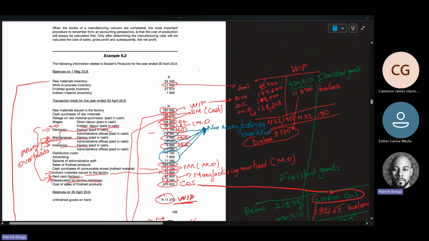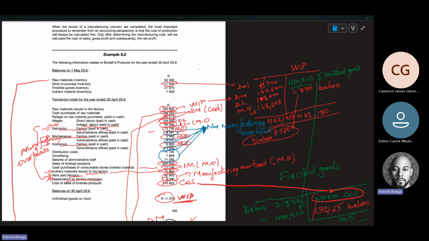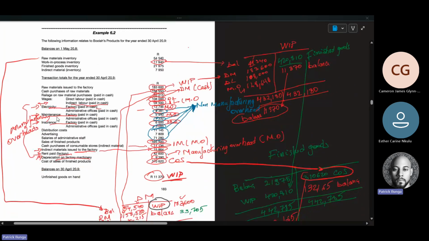Here it is. So in the question, it says electricity is divided between what? Factory as well as administrative offices. So in the amount that they're giving you for electricity, you need to bear this in mind. The same thing is for maintenance. There is a maintenance that is factory, and another maintenance that is administrative. There is an insurance that is factory, and there is another insurance that is administrative.